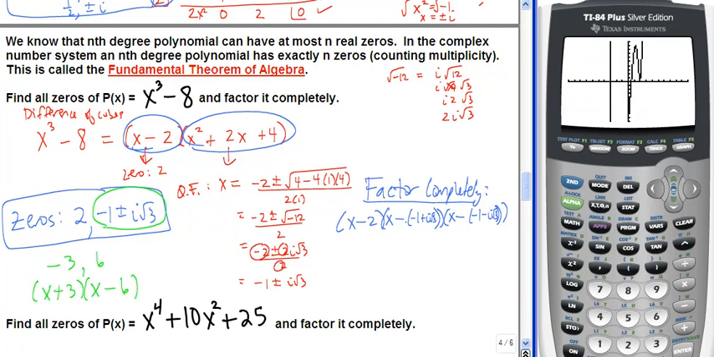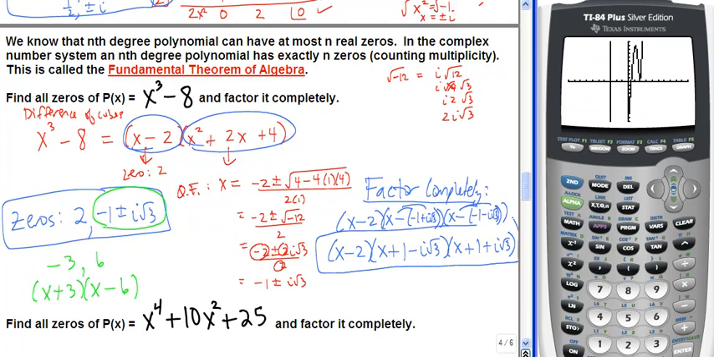Now if you want to, you can distribute this negative across both of these parentheses, and this would become x minus 2 parentheses x plus 1 minus i root 3, and this would become x plus 1 plus i root 3. And that is what we mean when we say factored completely in the complex number system. So we're allowing you to have i's in your factorization, and to be factored completely, every factor should be linear, so an x to the first power, and it should have no coefficient in front of that x.